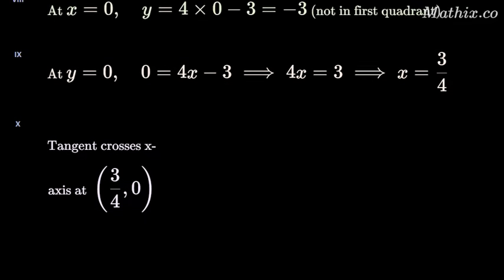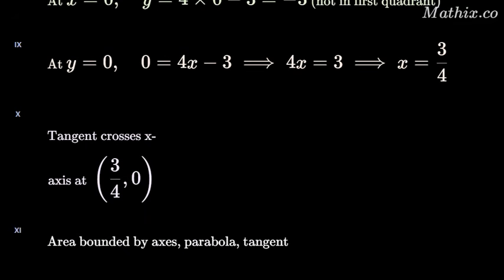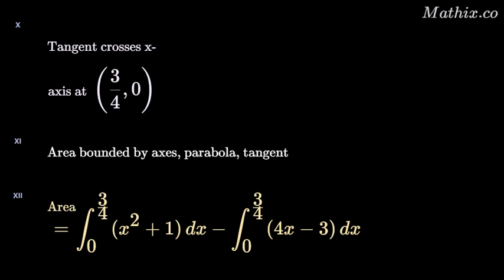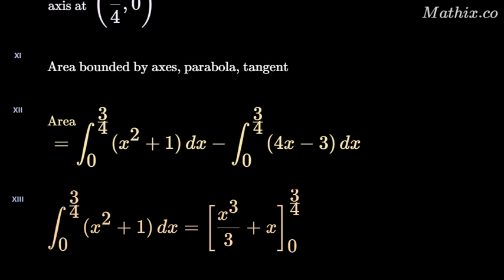The area we want is bounded by the coordinate axes, the parabola, and the tangent line. We calculate the area by integrating the difference between the parabola and the tangent line from 0 to 3/4. The integral of x squared plus 1 from 0 to 3/4 is the antiderivative x cubed divided by 3 plus x evaluated at these limits.